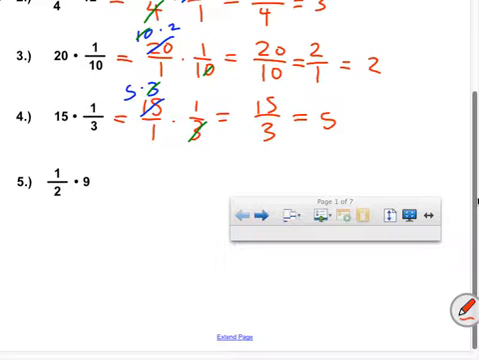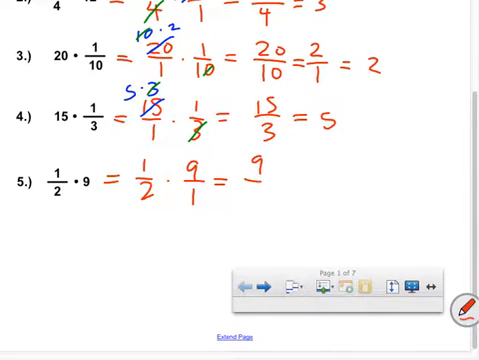Right, so I have 1/2 times 9, which becomes the fraction 9 over 1. Very good. And then go ahead, what's that going to become? Right, so 9 times 1, the numerator is 9. And then 2 times 1 is 2. And we have an improper fraction. Can you rewrite this improper fraction as a mixed number? You remember how to do that? So what is this going to become?